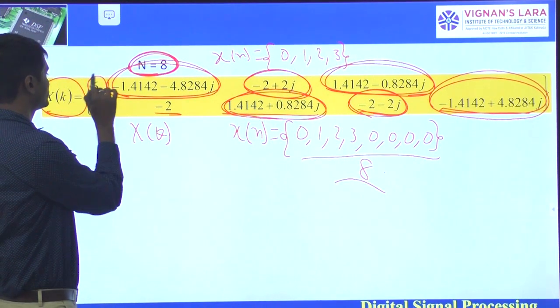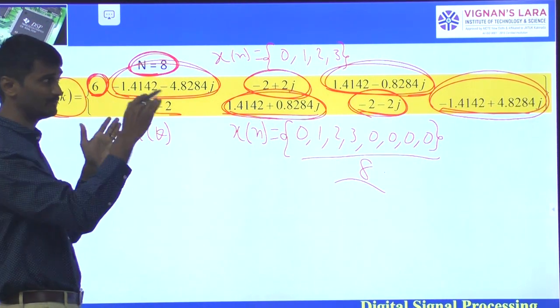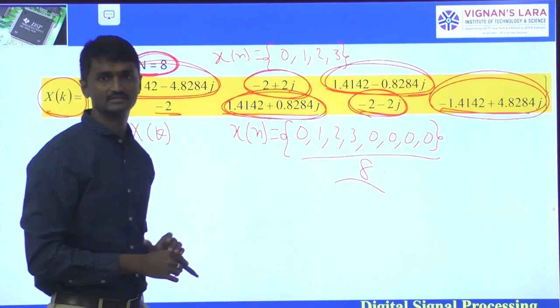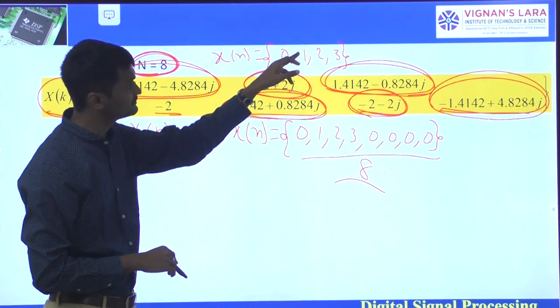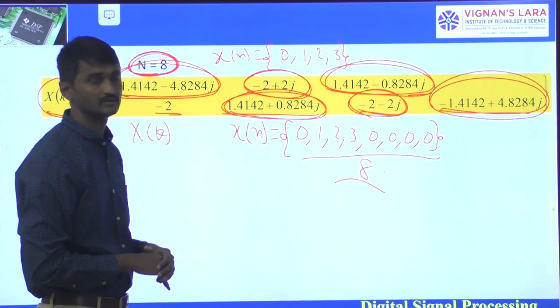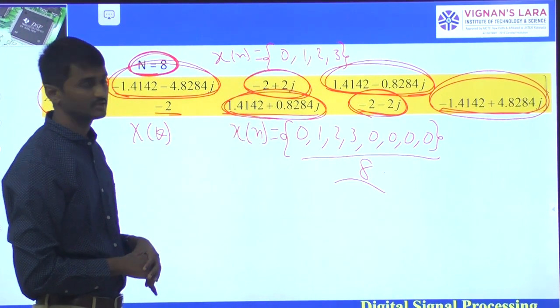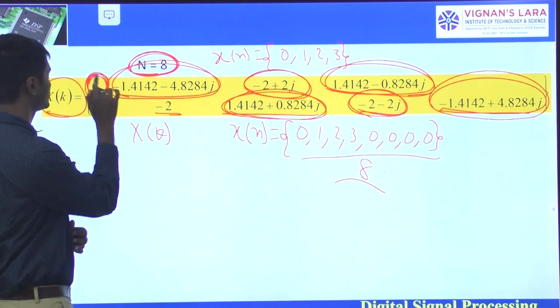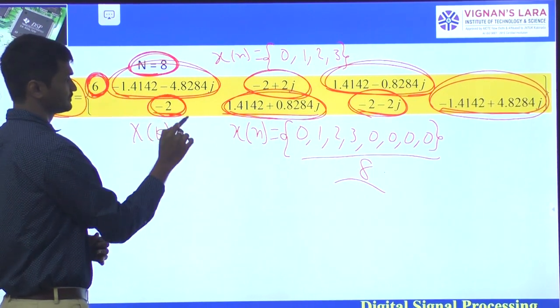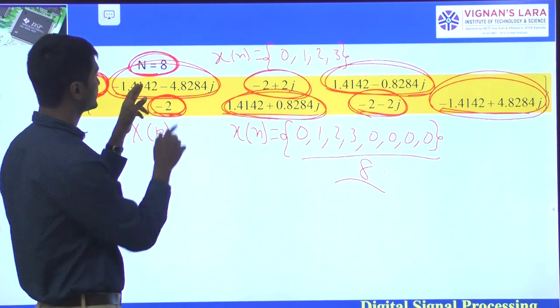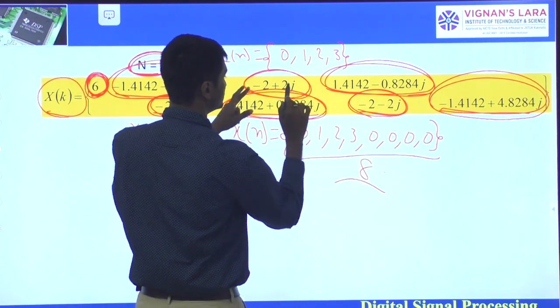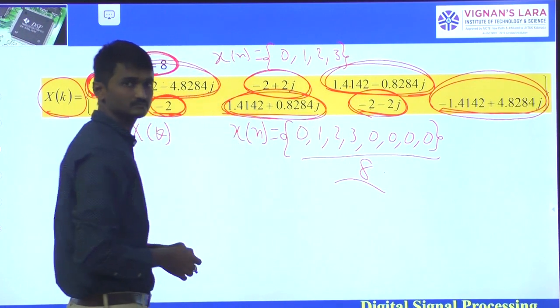The first sample will always be the sum of the samples in the given sequence. That is, the addition of these samples will be 0 plus 1 plus 2 plus 3, that is 6. So this we cannot predict. So the complex conjugate of this one will be this one. Similarly, this one. Next, this one.